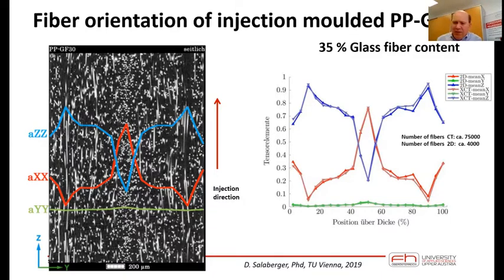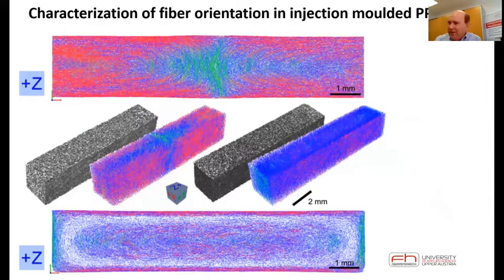And this can be compared with standard methods. The standard method is just to do a 2D evaluation of the fibers in the optical microscope. And you see there's a good correspondence between the 3D measurements done by CT and the 2D measurements done by optical microscopy. We can evaluate with one measurement something like 75,000 fibers at once. With the optical microscope it is much more difficult. And this gives the orientation of the fibers.